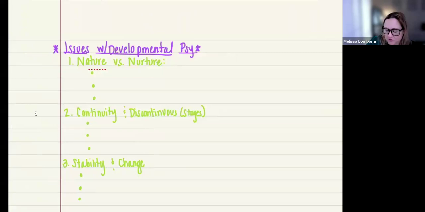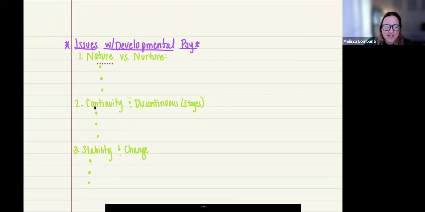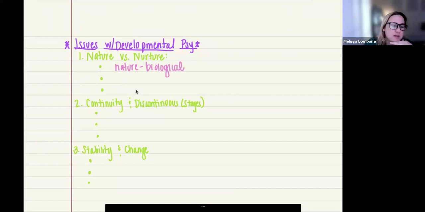And the first type of issue is the one that's always coming up in psychology, which is nature versus nurture. So you're going to want to title this Issues with Developmental Psychology. Then we're going to have our first one, which is nature versus nurture. Make sure to write this down because it tends to be one that a lot of people get confused. Nature is basically our biological aspects of being human. So this could be genetics, our chemicals forming in the womb. Those are all nature, right?